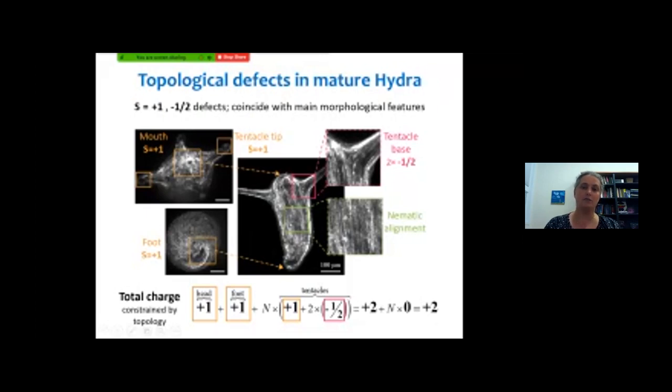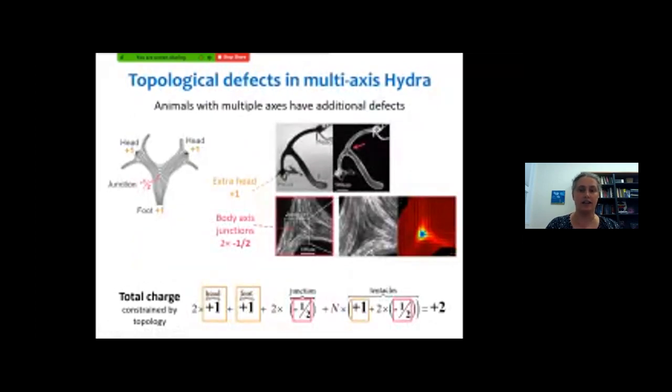If we have cases of multi-axis Hydra, like you can see here in this 2-headed Hydra, then we have an extra head which carries an extra +1 defect. This will be balanced by 2 -½ defects at the junction.